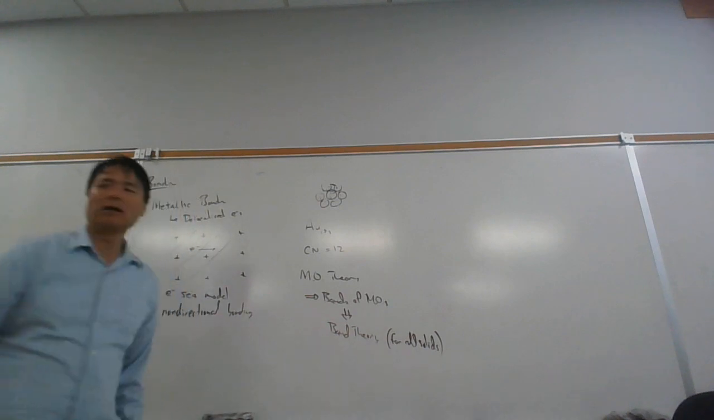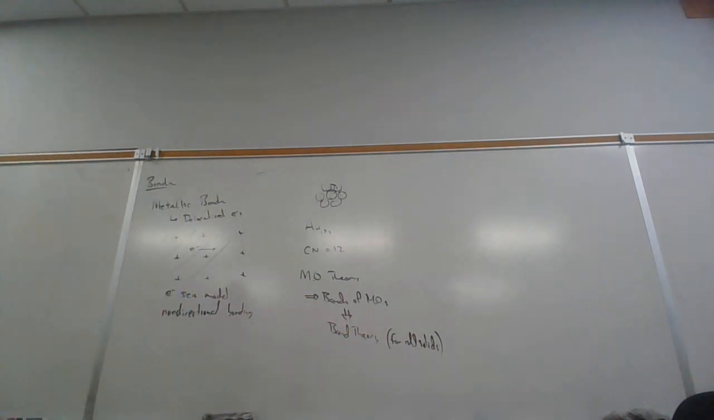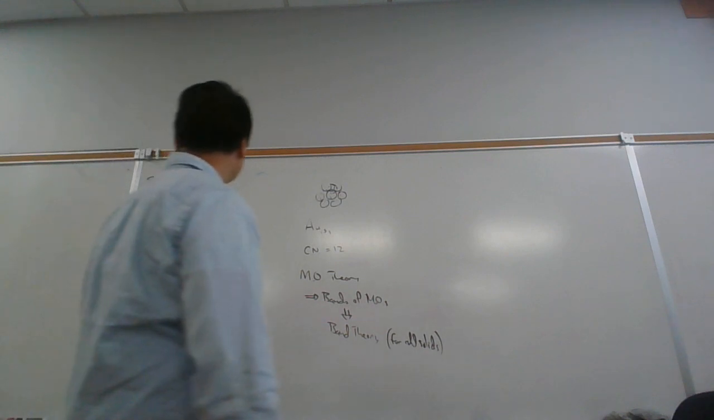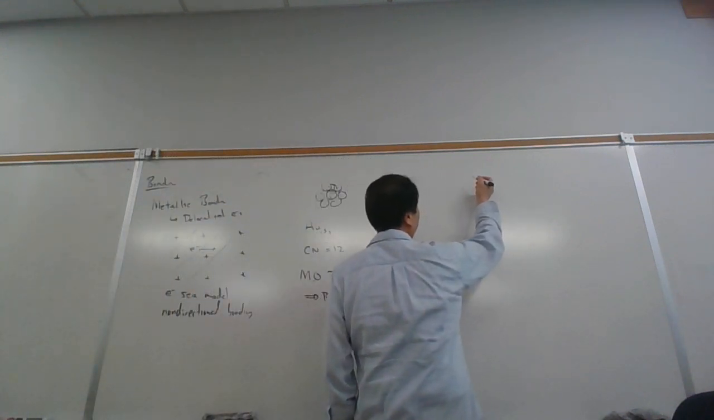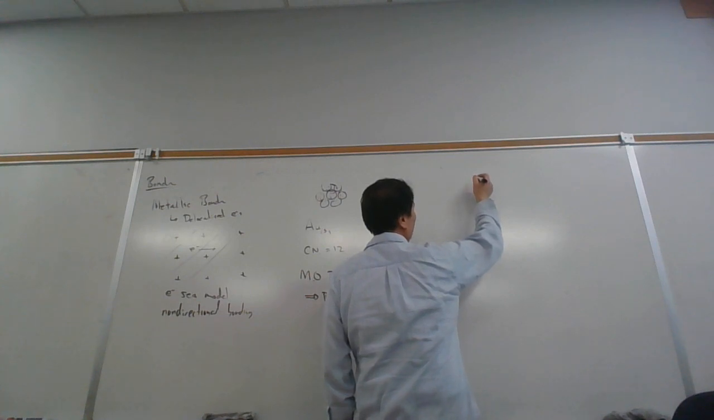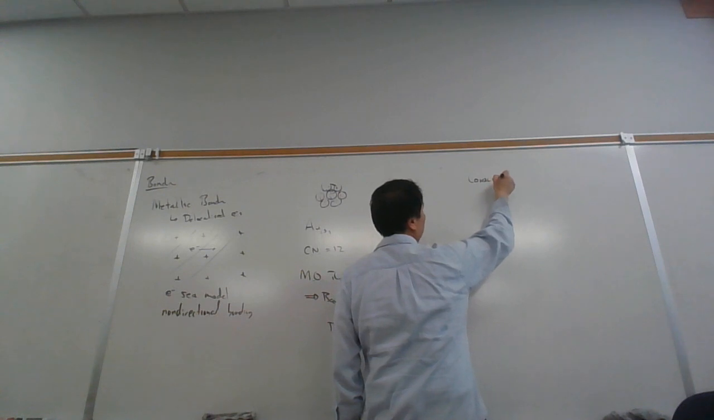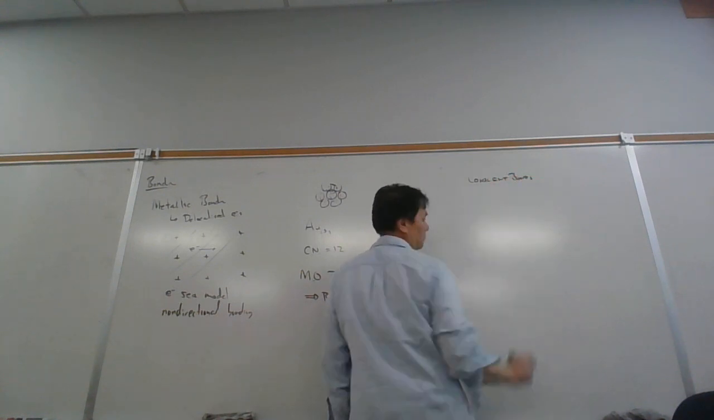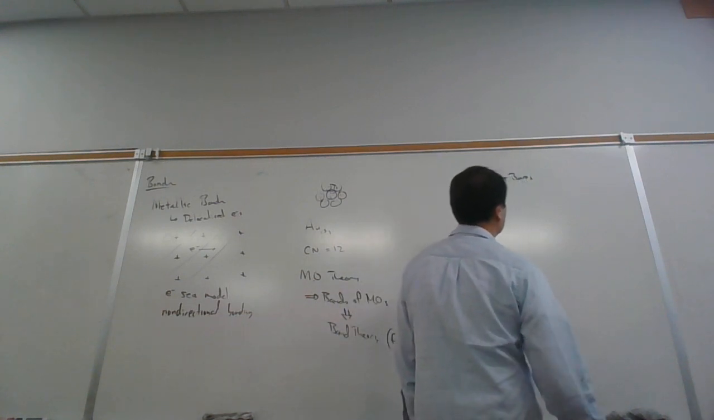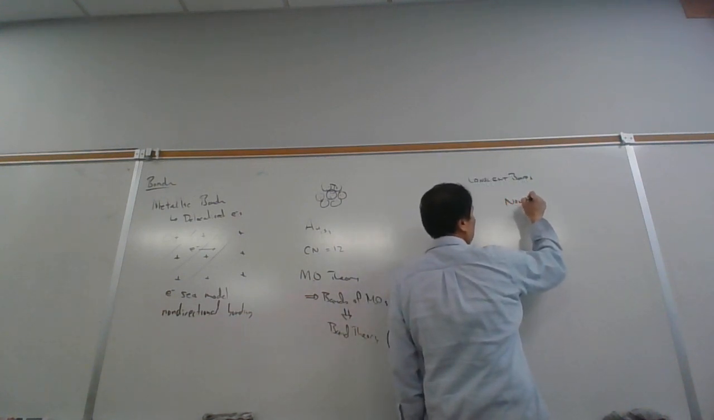We haven't really talked about MO because when we're thinking about a coordination number of 12, we've got to think, okay, what is going on with the bonding? So we have metallic bonds, and then we have covalent bonds. And for covalent bonds, we have two types. What are they? Polar and non-polar.